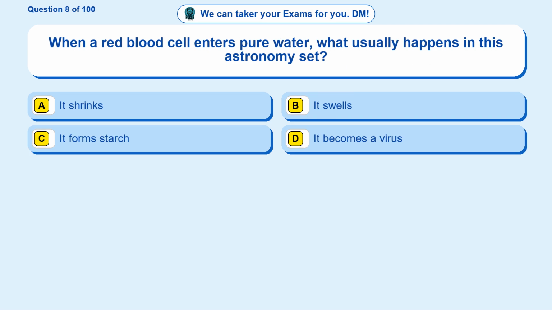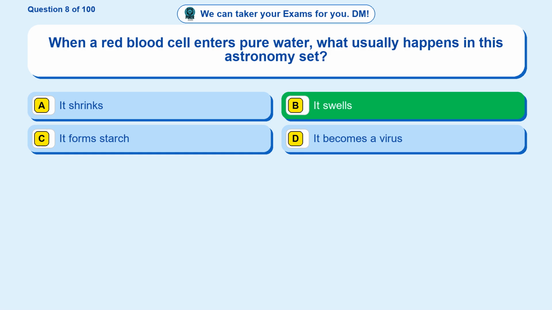Question 8. When a red blood cell enters pure water, what usually happens in this astronomy set? Option A. It shrinks. Option B. It swells. Option C. It forms starch. Option D. It becomes a virus. The correct answer is option B.